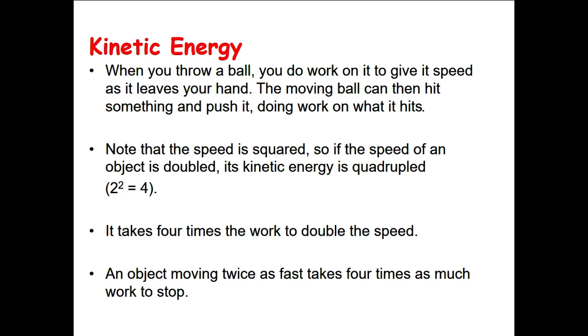Again, note that the speed in the equation of kinetic energy is squared. So this means it takes 4 times the work to double the speed. Because when you double the speed, the kinetic energy will be 4 times, which means you need to do 4 times the work to give the object that amount of energy. An object moving twice as fast will take 4 times as much work to stop.